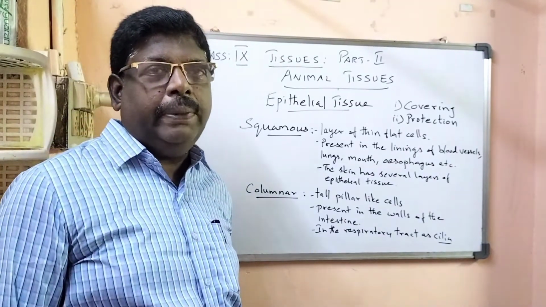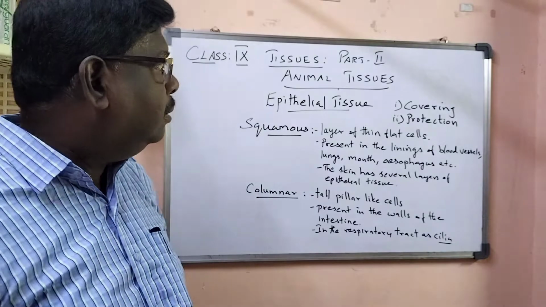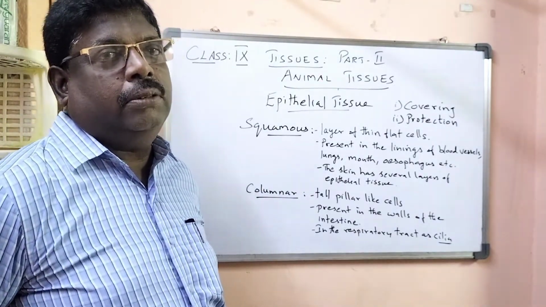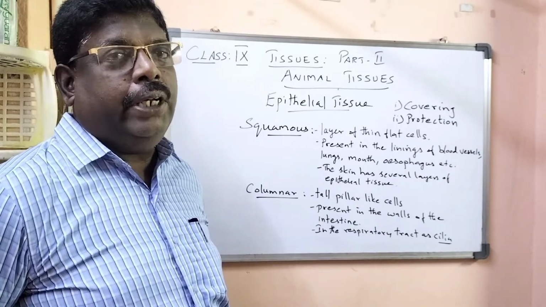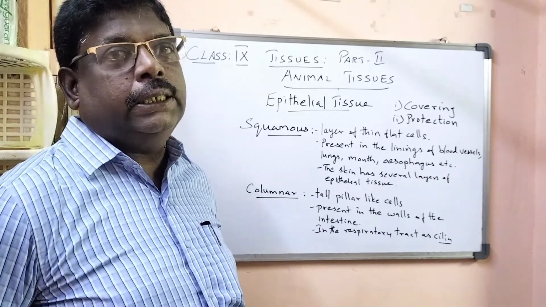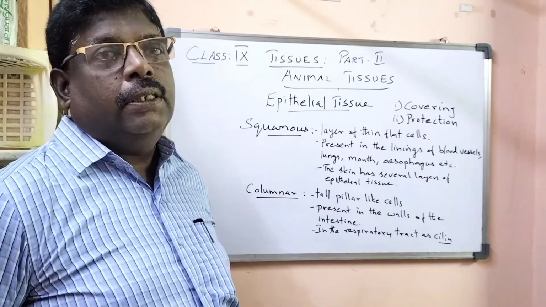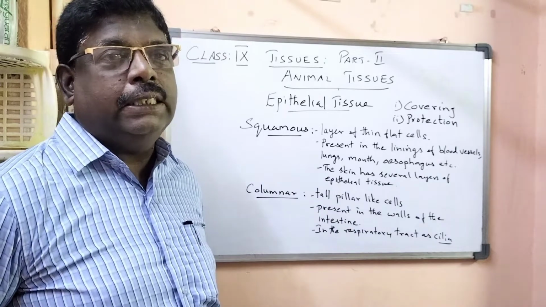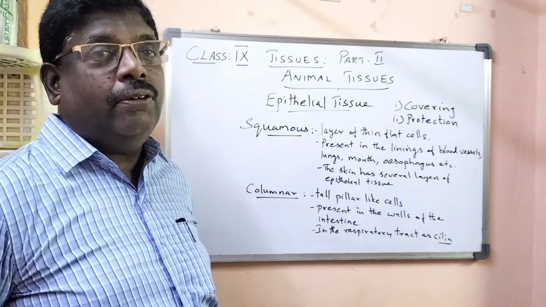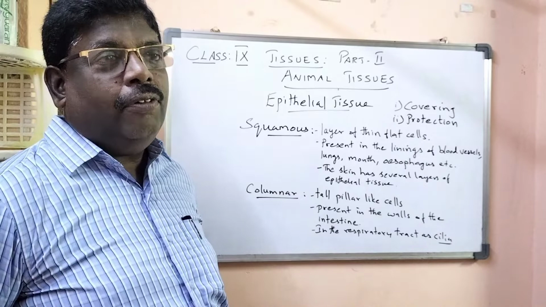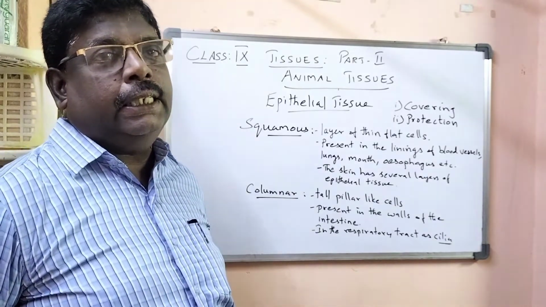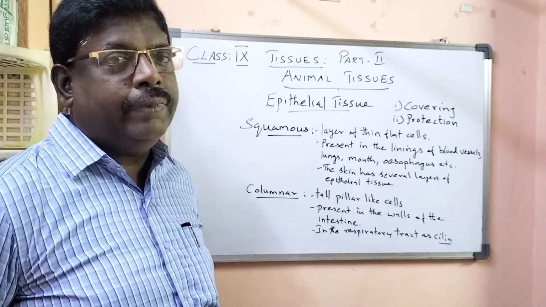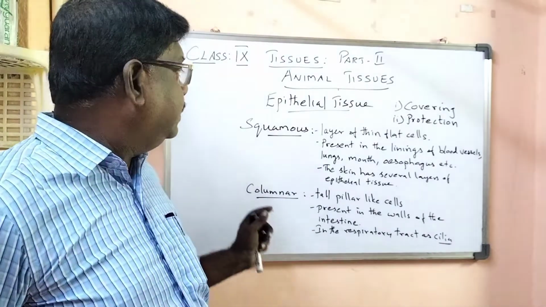Okay, let us see about epithelial tissues. The main function of epithelial tissue is covering and protection. Epithelial tissue forms the covering of most of the internal organs like the lungs, the inner lining of the intestine, blood vessels, and several layers of skin. Like that, it forms the covering of many organs and gives protection. It is a protective layer. So let us see the various types.